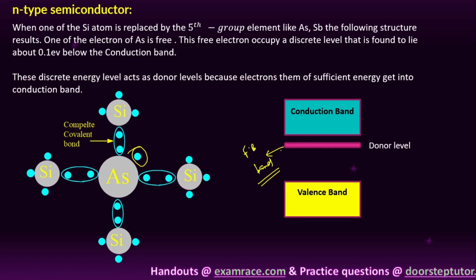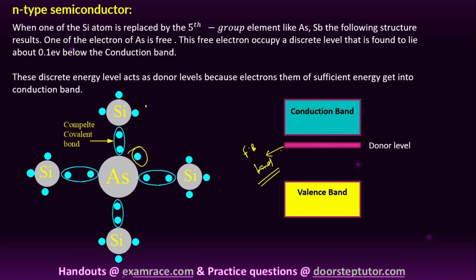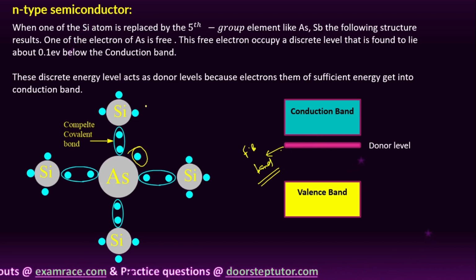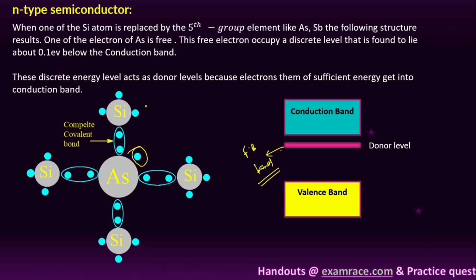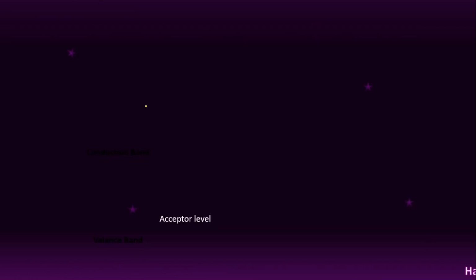So these discrete energy levels act as donor levels because the electrons have sufficient energy to get into the conduction band. It means these free electrons are moved towards the conduction band. Therefore the forbidden energy band moves towards the conduction band. So clear, students, right? Next, the p-type semiconductor, right?